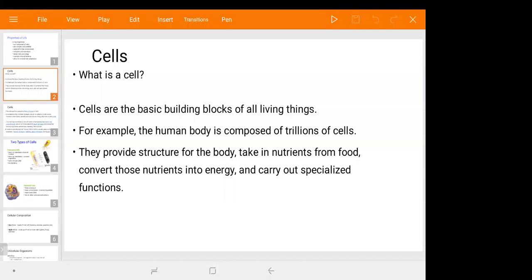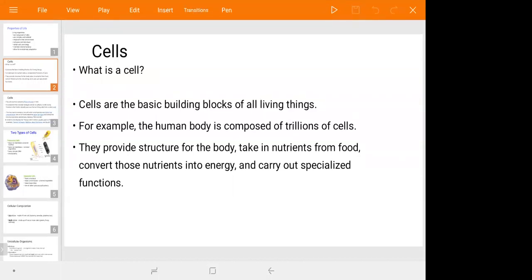We know that cells group together and specialize to form another structure known as a tissue, and tissues still specialize to form organs. Organs still organize to form the structure known as a system or organ system. Finally, a group of organ systems form the organism. And cells provide a structure for the body, taking nutrition from the food, or what we call metabolism.